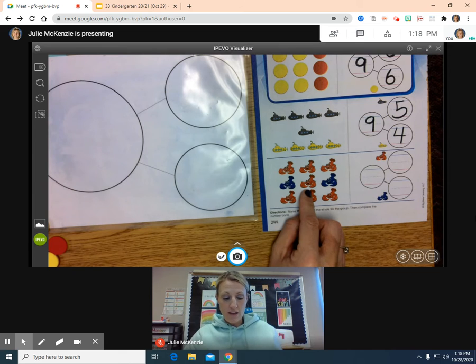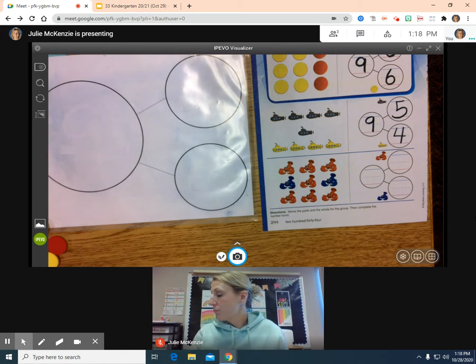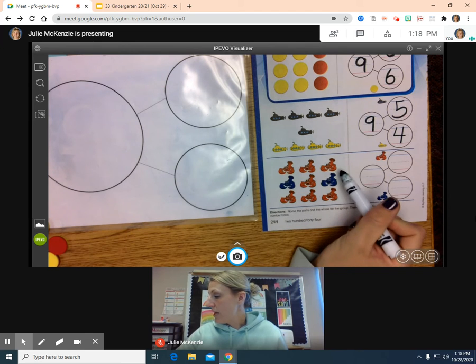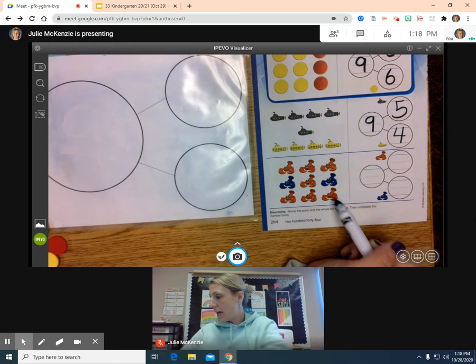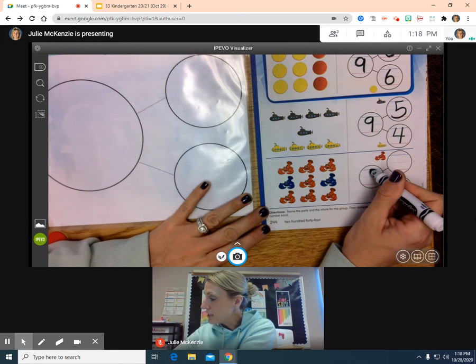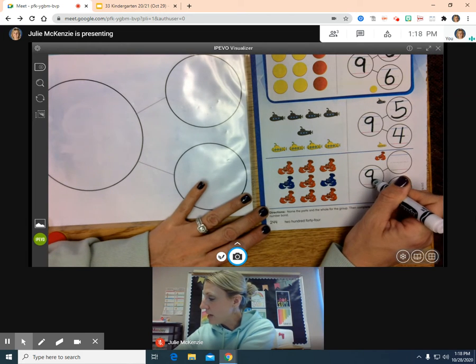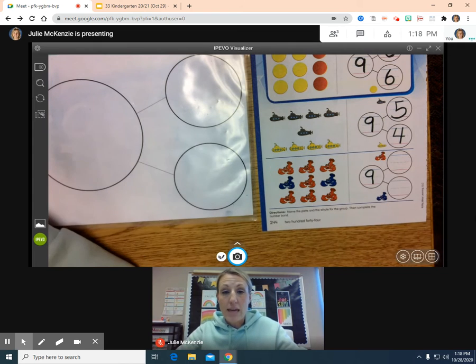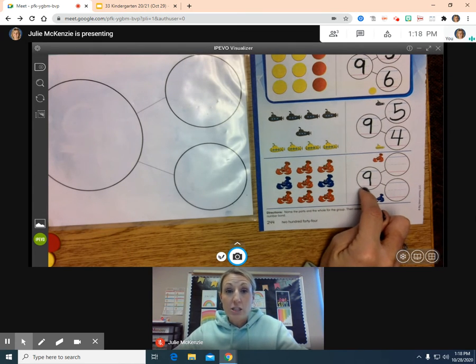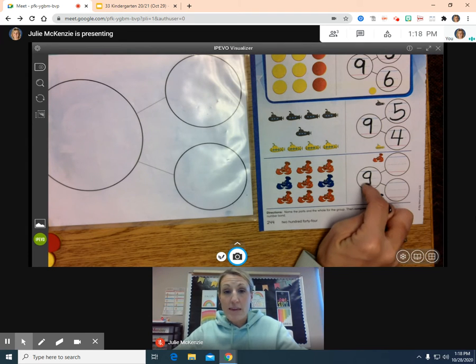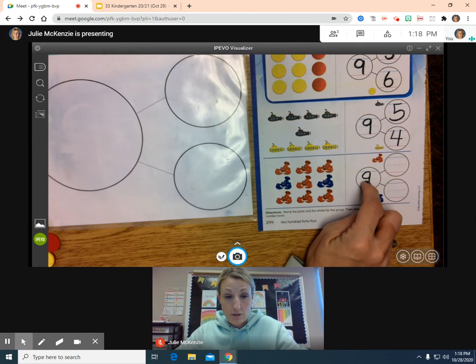Let's start by figuring out what is the number of the whole group. 1, 2, 3, 4, 5, 6, 7, 8, 9. Magic C, go up and back down the line. That is how I make a 9. And I knew to put it in this circle because this circle has 2 lines coming out of it. That tells me that this circle is the whole group circle.